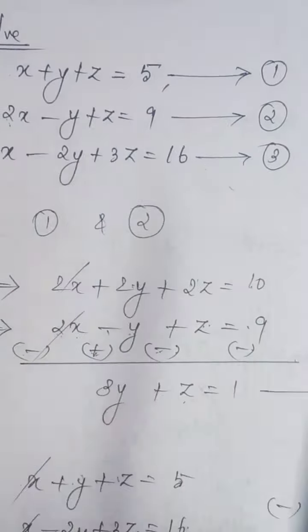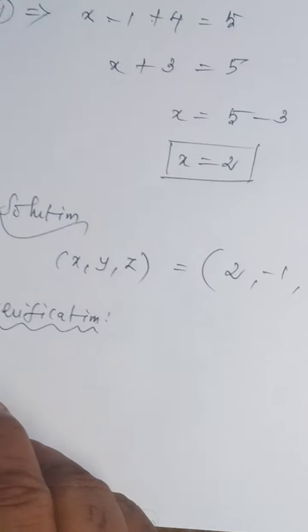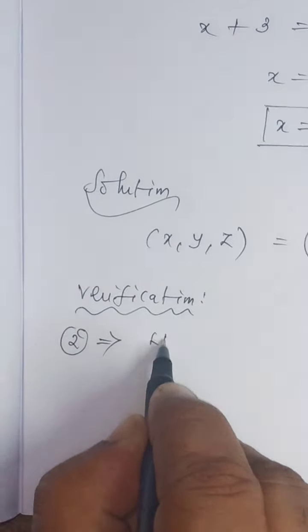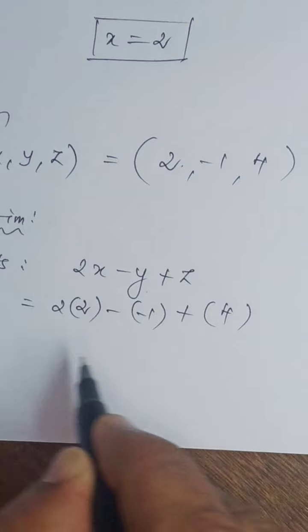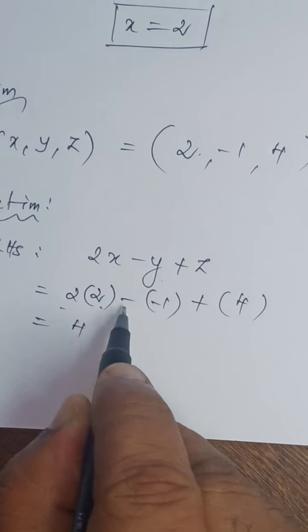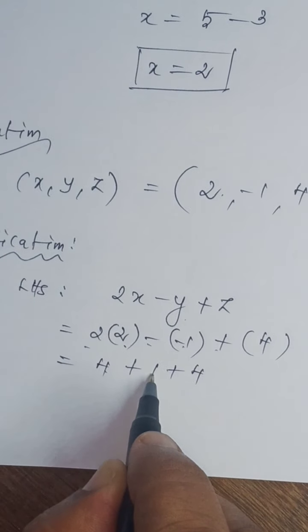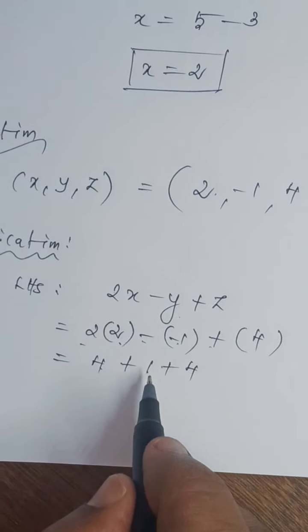I take second equation. Okay, second equation, LHS: 2x minus y plus z. I take only LHS. 2 into x value minus y value plus z value. X value 2, y value minus 1, z value 4. 2 into 2, that is equal to 4, minus into minus plus 1 plus 4. 4 plus 1, 5, 5 plus 4, that is equal to 9.